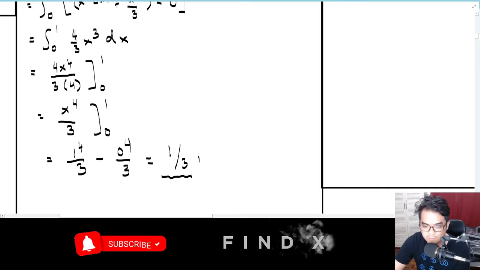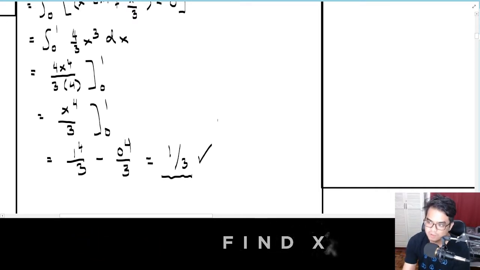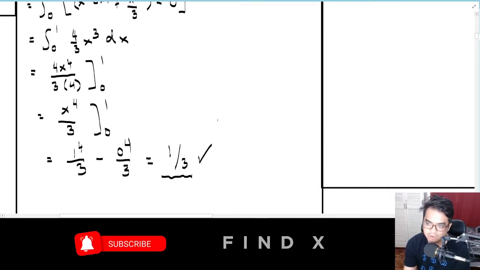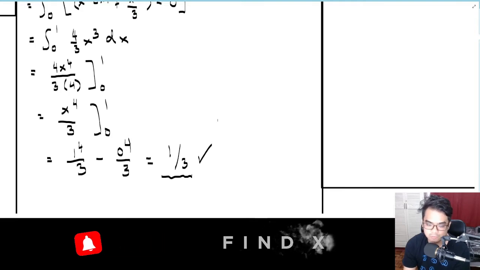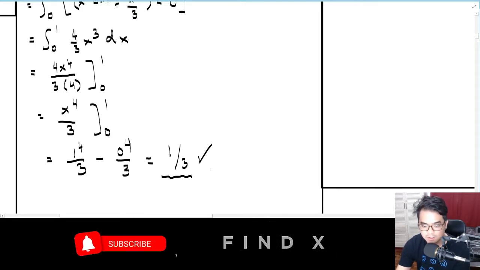So all you have to remember when you are dealing with multiple integrals, double or triple integral, is to evaluate from the core or from the innermost part. And you have to do it one by one until you go to the outer part. So the answer will be 1/3.